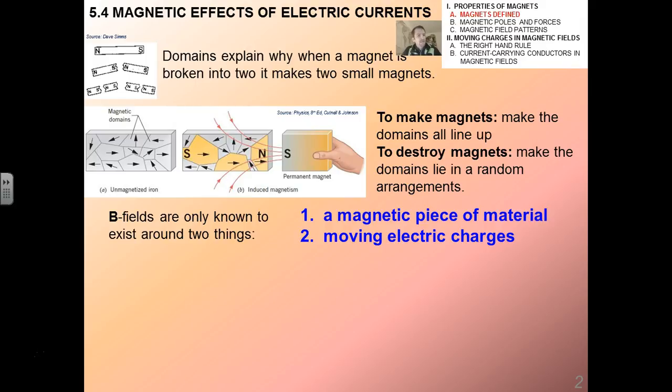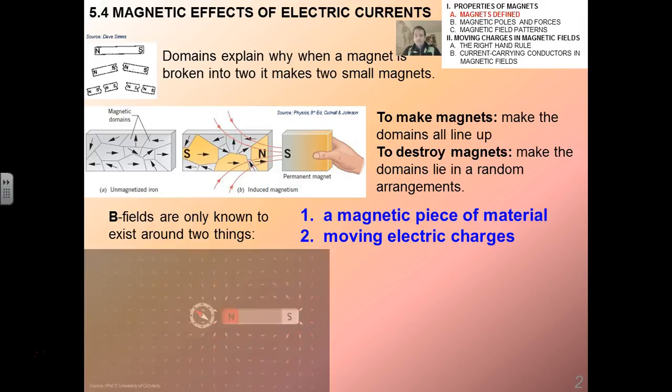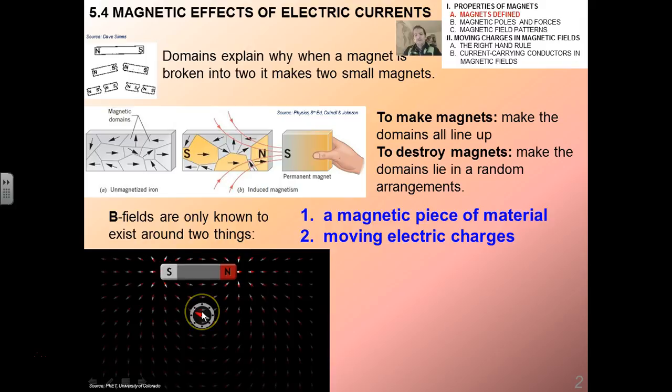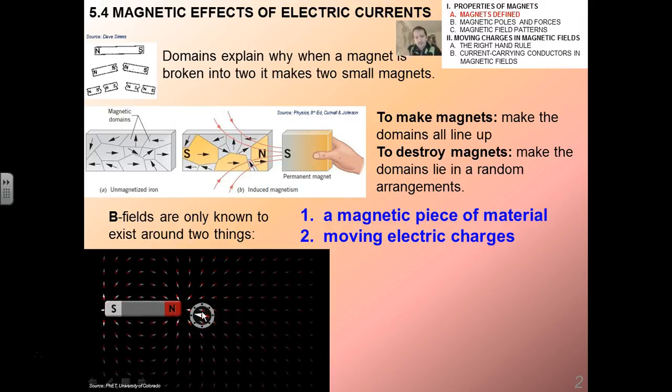Now we're getting into the super important stuff. B fields, magnetic fields, are only known to exist around two things. Number one, a magnet. Number two, moving electric charges. Okay? We'll be playing around in class with compasses. It turns out that compasses are themselves little tiny magnetic needles that are free to move around in an enclosed, usually circular case.